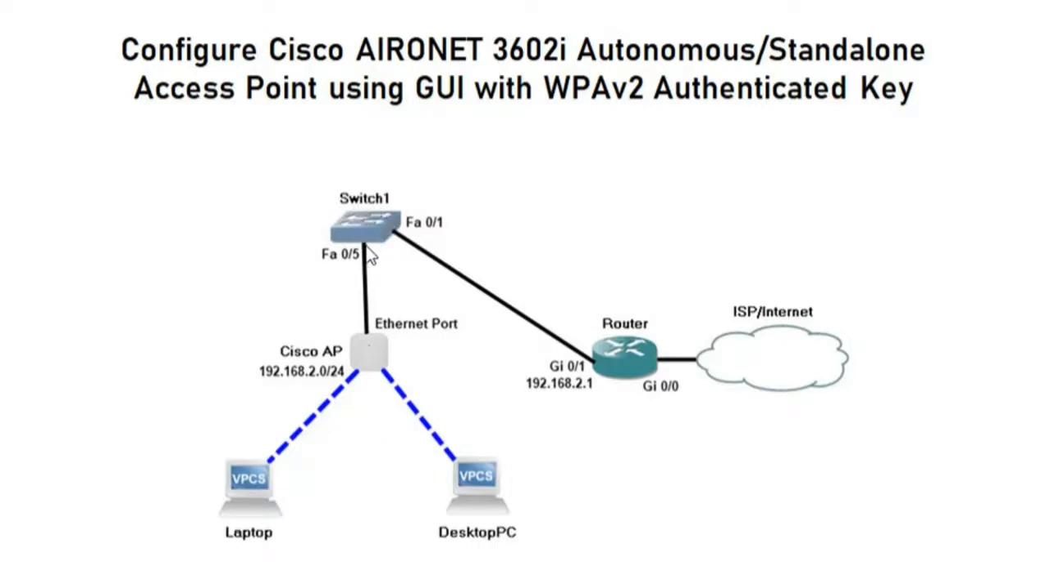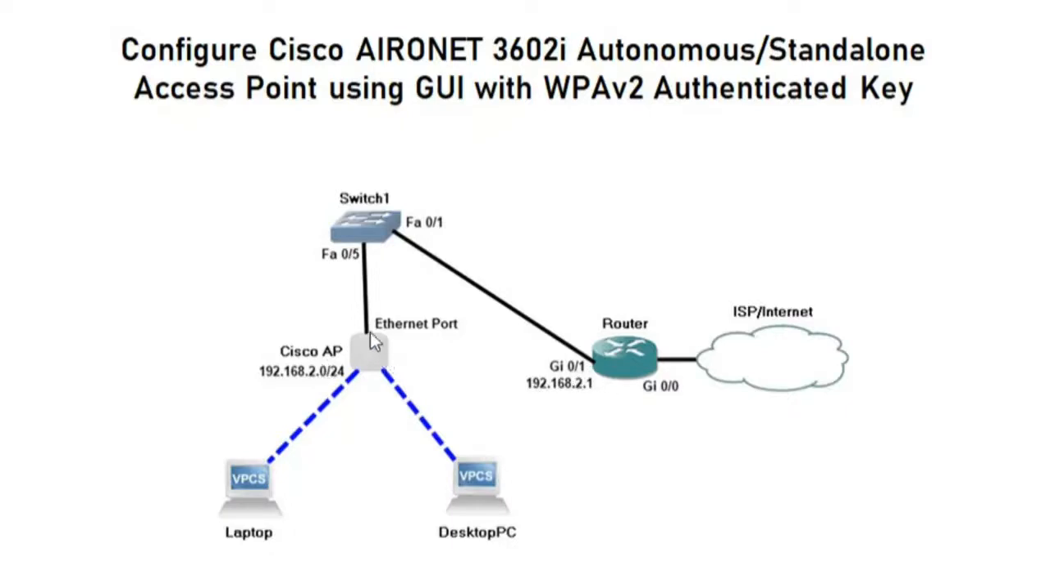And the Cisco access point is connected to the FastEthernet 0/5 port of the switch, and the other end is connected to the Ethernet port of the Cisco access point. Actually the Cisco access point is getting an IP from the DHCP pool which was created in the Cisco router. That's why I wrote here 192.168.2.0/24, where the default gateway is the default gateway of the Cisco router. So for this Cisco access point, the default gateway would be 192.168.2.1, the default gateway of the Cisco router.